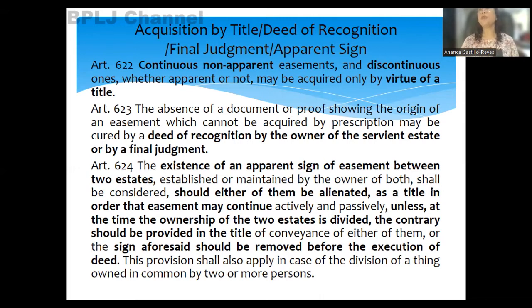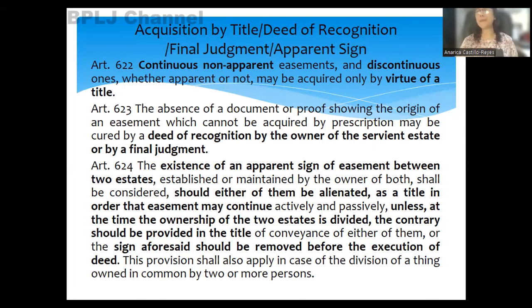Now, there are other modes of acquisition of easements. These are provided under Articles 623 and 624. Article 623 provides as follows: The absence of a document or proof showing the origin of an easement which cannot be acquired by prescription may be cured by a deed of recognition by the owner of the servient estate or by a final judgment.